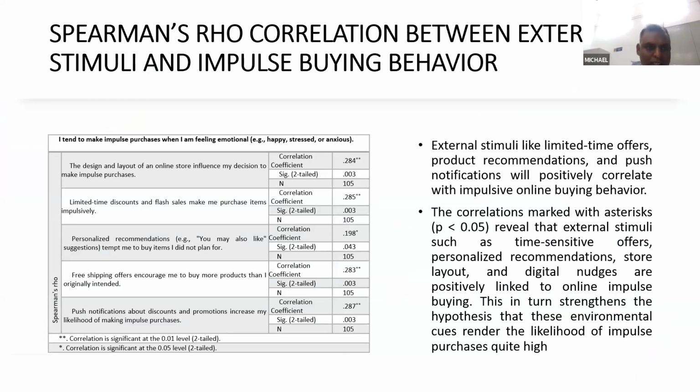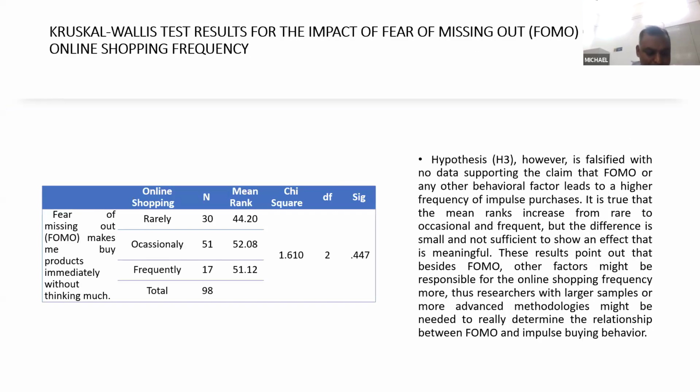And for external stimuli, I have used Spearman correlation. This analysis shows a positive correlation between external stimuli and impulse buying behavior. Limited time offers, personalized recommendations, and push notifications significantly increase impulse purchase behavior. And the statistically significant results support the hypothesis that digital environmental cues encourage impulse buying.